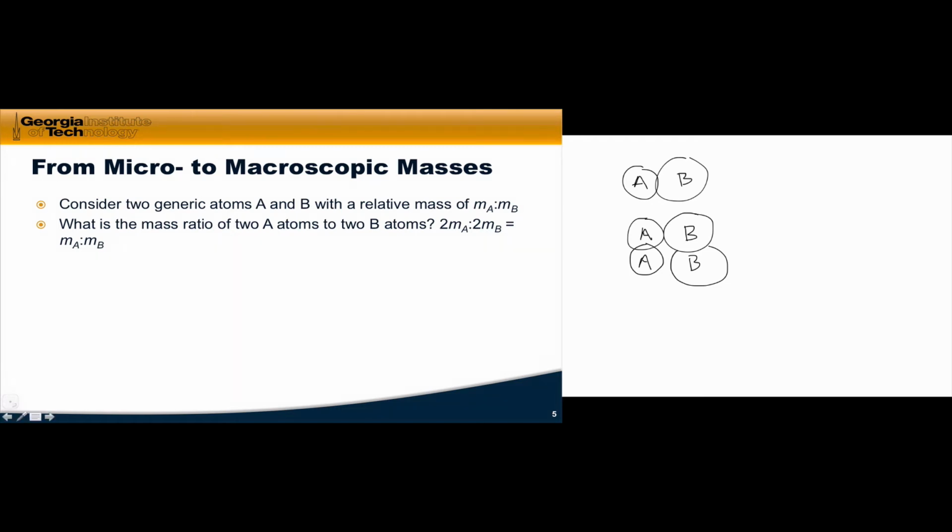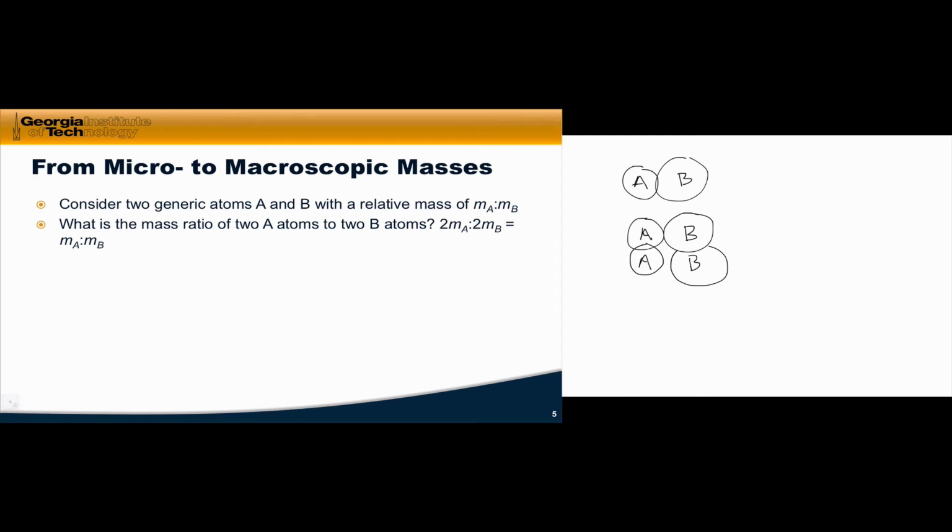And notice that the 2's cancel out. That's a critical piece of the picture here. We can cancel out the 2's on both sides of this ratio and see that, of course, the mass ratio overall is still Ma to Mb. It's the same mass ratio even though we've gone from 1 particle of each to 2 particles of each.